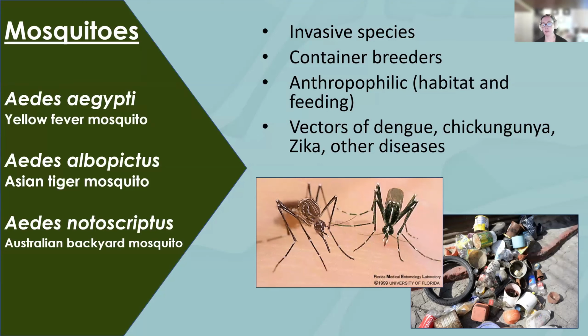Last year, we saw our first locally transmitted cases of dengue in California. In Southern California, I believe there were 2, and we expect to see more in the future. Aedes albopictus and notoscriptus are similar, but have a less strong association with humans. Nonetheless, they're all backyard mosquitoes that will readily utilize artificial habitats for development and will readily bite people, and all are potential disease vectors.